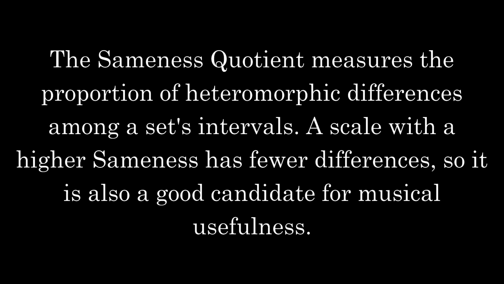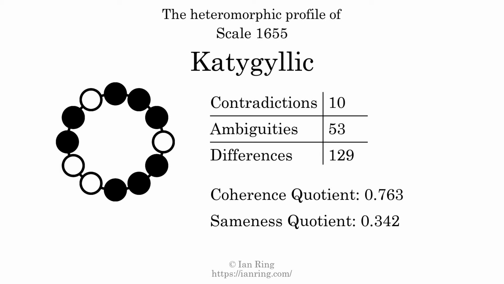The sameness quotient measures the proportion of heteromorphic differences among a set's intervals. A scale with a higher sameness has fewer differences, so it is also a good candidate for musical usefulness. The sameness quotient is 0.342.